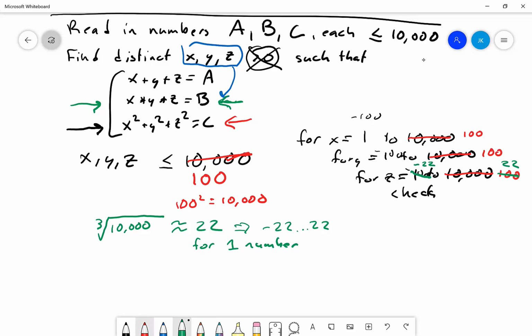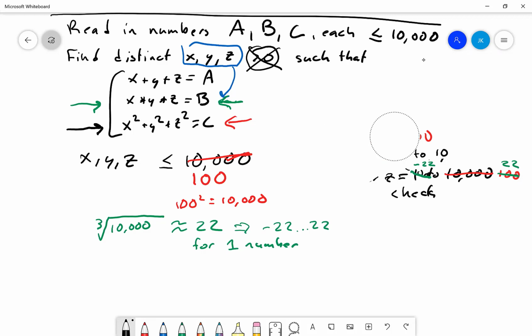Now I've already got something here, and I will just erase it to make it clearer. We got something that goes minus 100 to 100, and again, minus 100 to 100. I will rewrite the whole thing.